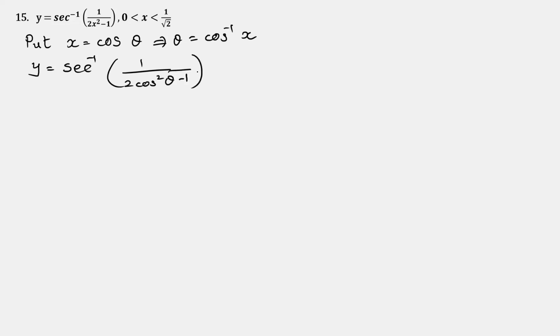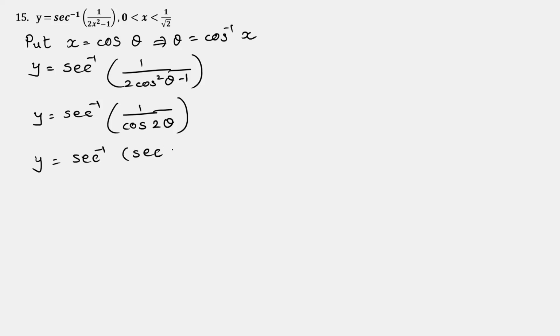Here we can use this identity. For this, you have to have trigonometry practice, because everyone does not remember all these identities. So 2 cos square theta minus 1 is cos 2 theta. 1 by cos is sec. Whatever the angle is, 2 theta, so we have sec inverse of sec, which means theta is the answer.